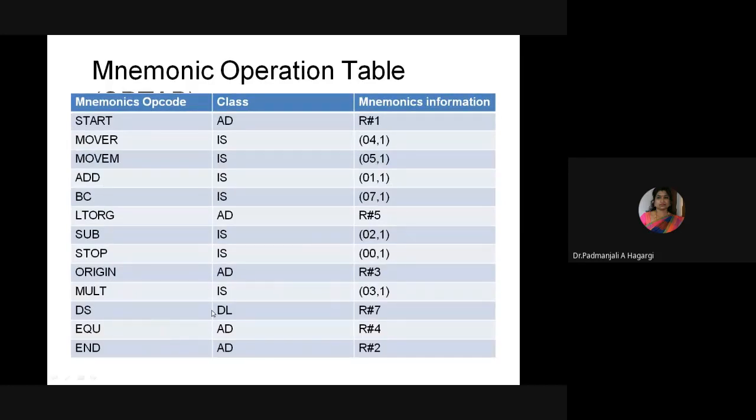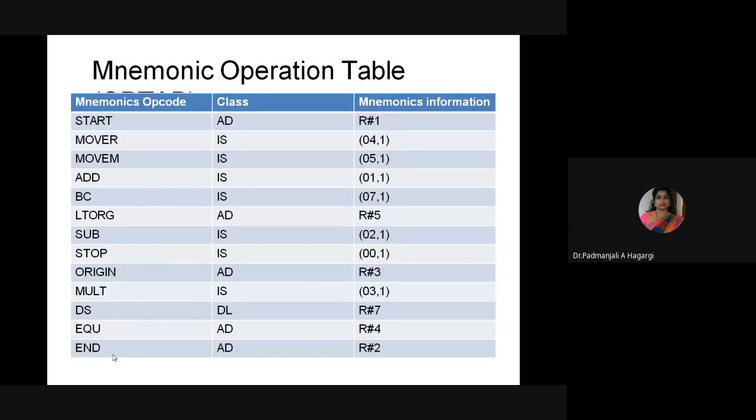and here something very different: DL, declarative, DS as declaration storage, which is called for such declaration storage, and for literals the routine is called here, where the routine for start is the beginning, and the routine for end is the second routine. And what would be the third routine? The third routine is origin, which is an assembler directive. Origin is also an assembler directive, LTORG is also an assembler directive, DS is a declarative, and EQU is an assembler directive.